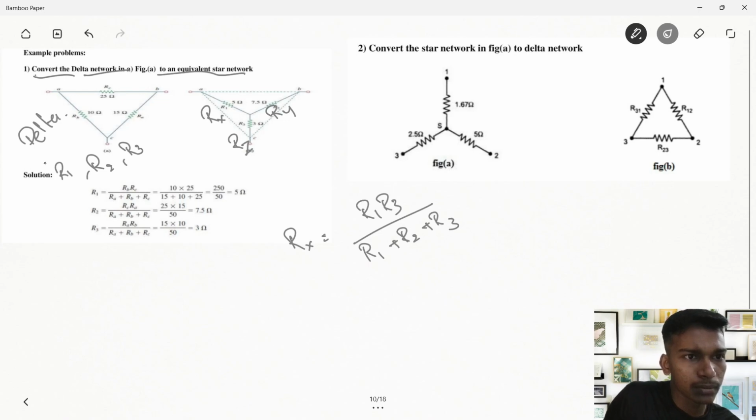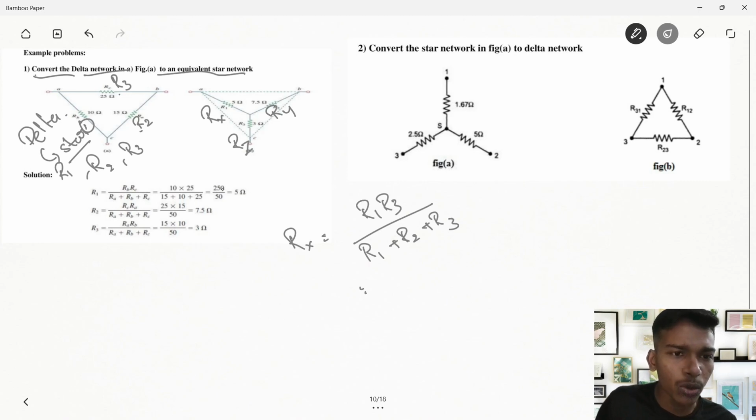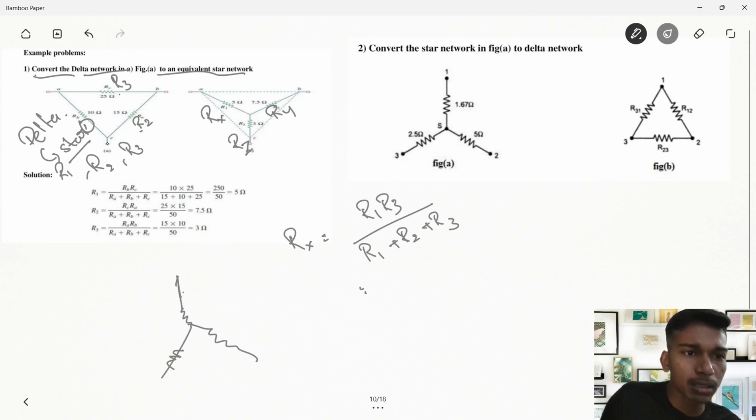It is delta, and we have to convert it into star. How am I taking these R1, R2, R3 configurations? That's the main thing. In star, I have one node facing up, right? Just take that node as one of the nodes in delta. In delta, you might have it like this, with one node facing upwards. In star, it's facing upwards, right?